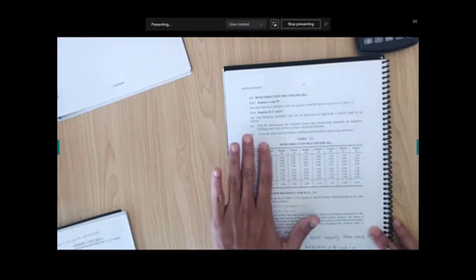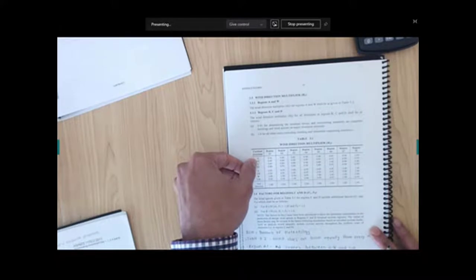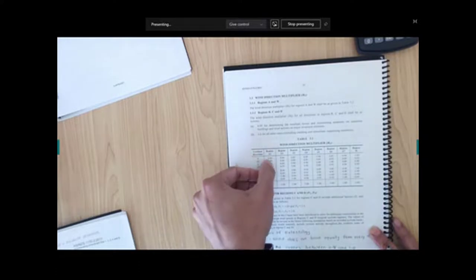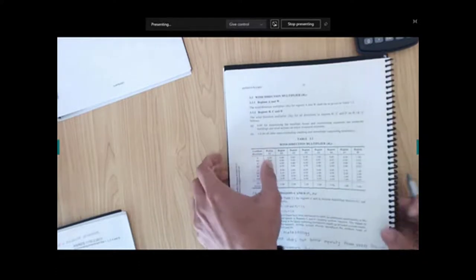Now once you have this region A1, you have different cardinal directions, right? You have different cardinal directions. North side, if the wind is coming from the north side, you will have 0.90, sorry, I can lift it up. If you have wind coming from the north side, your MD is 0.9. If the wind is coming from northeast, you will have 0.8, and so on.